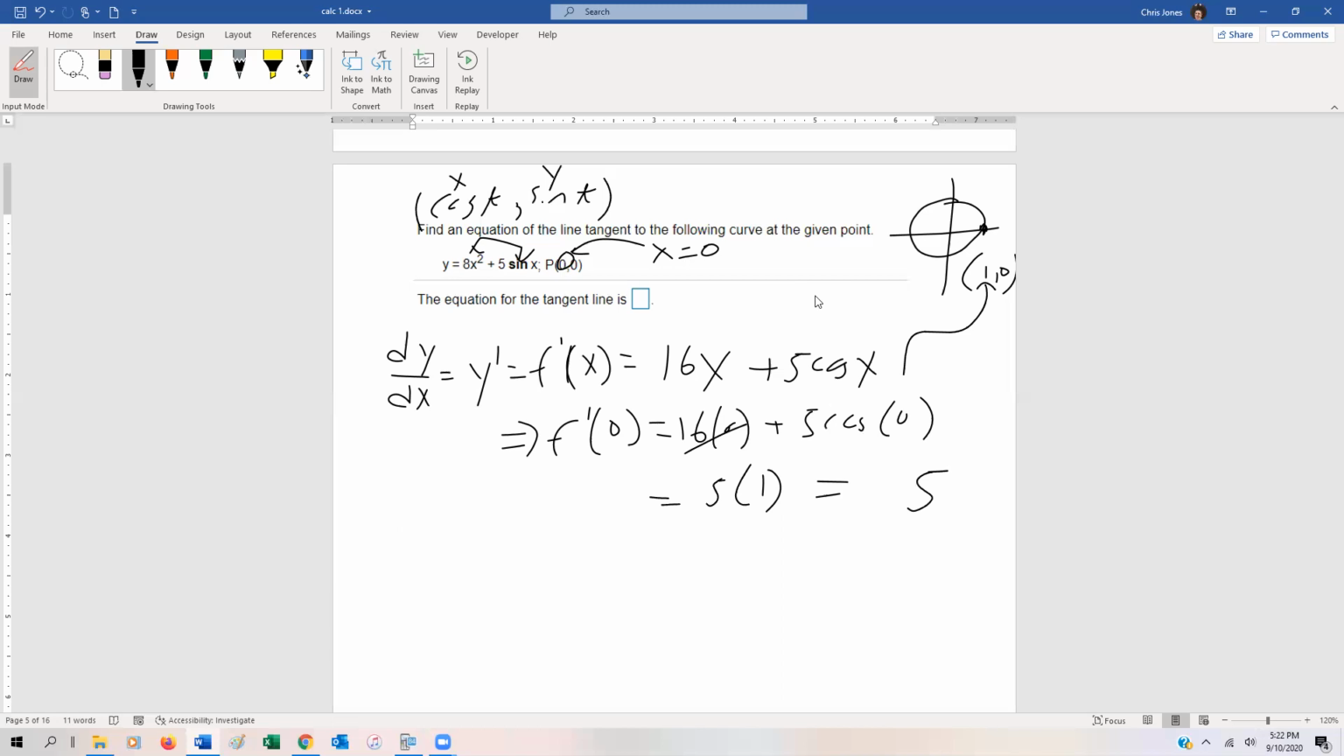Now, is that the equation of the line? No. That is just the slope. Remember, the derivative finds us our slope. So this is our m for our problem.